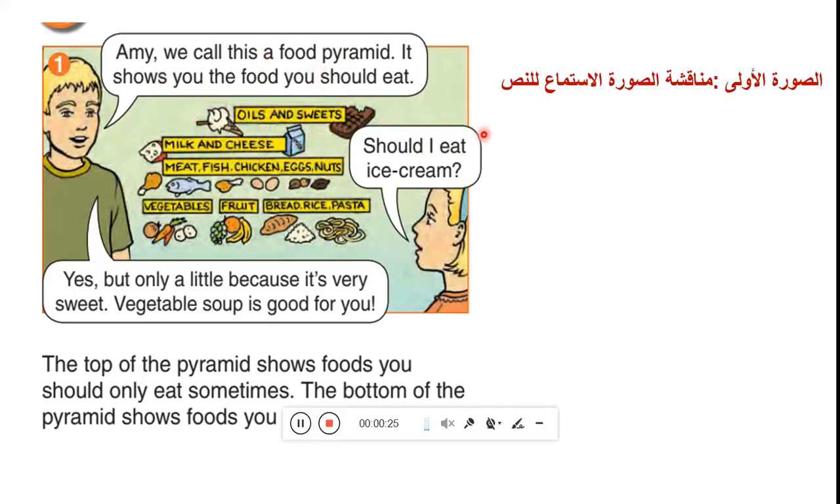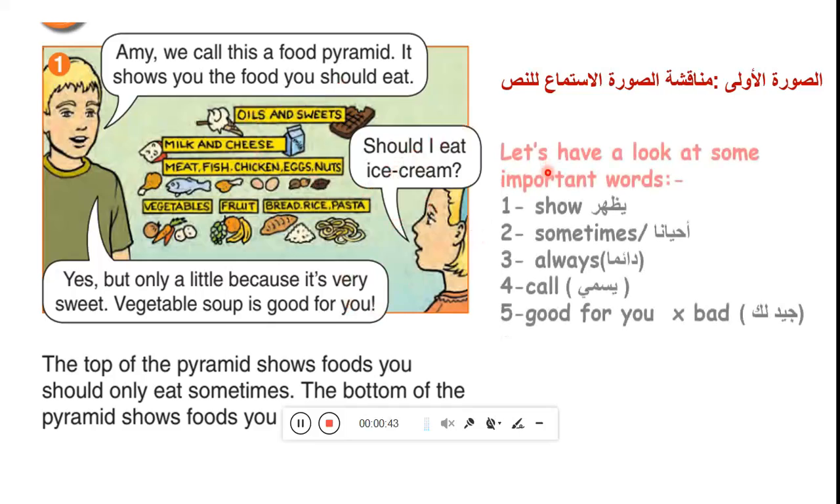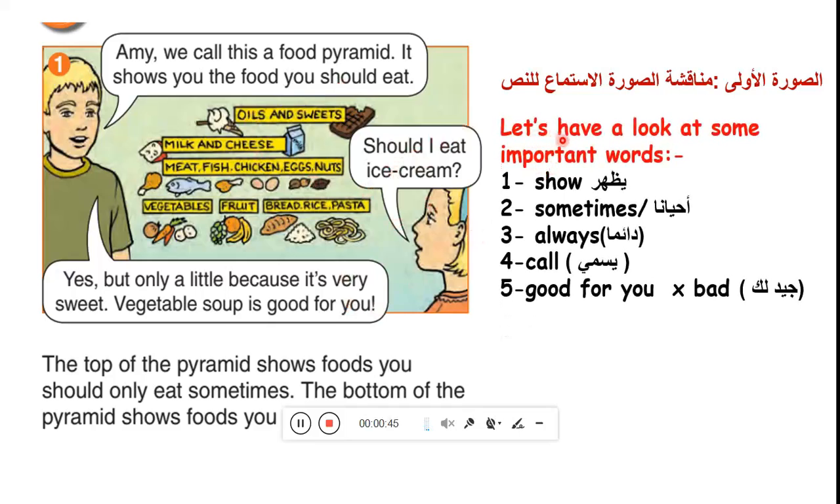We will take the pictures one by one and read and explain them. Let's start as usual with what important words we have here. Now let's look. Here we have some important words, the first one is show.